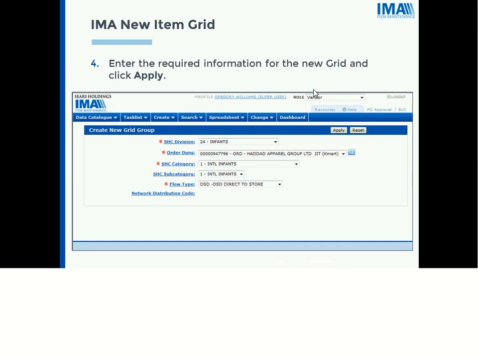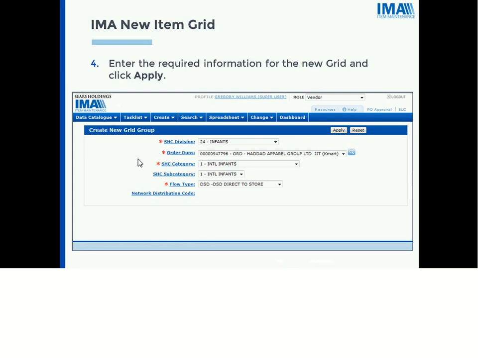It's going to ask some information about the grid. So any information you enter on this section will be applied to all of the items within your grid. So you can work up to 50 items in a grid, and they can have different information, but these specific fields have to be the same for every item that's on the grid.